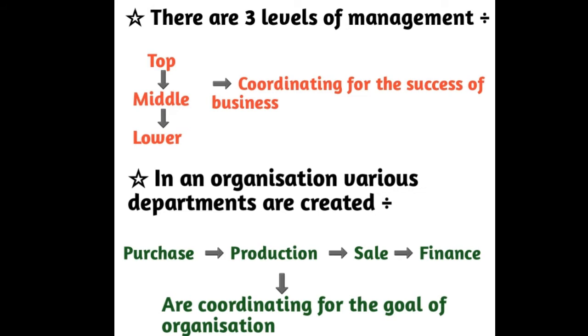Purchase department, production department, sale department, finance department. So, purchase department ka kaam hota hai purchase karna. Production ka kaam hota hai produce karna. Sale department ka kaam hota hai sale karna. Aur finance department ka kaam hota hai इन सभी डिपार्टमेंट्स को जितनी भी फंड की रिक्वायरमेंट हो उसको टाइमली अवेलेबल कराना और कॉस्ट पे भी अपनी नज़र रखना कि कहीं ज़रूरत से ज़्यादा कॉस्ट प्रोडक्शन में ना आ जाए.